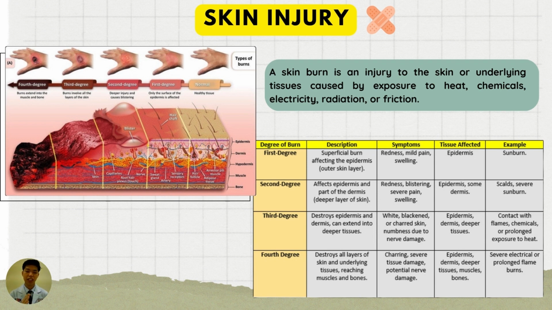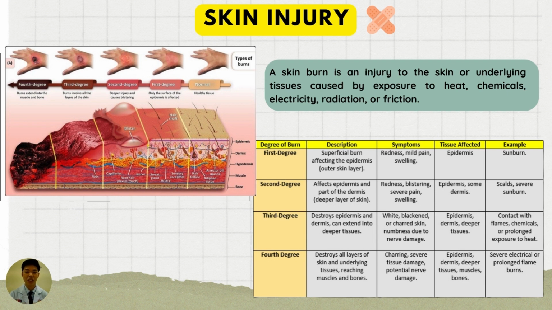And then for the second degree burn, it affects the epidermis and part of the dermis, which means deeper layer of the skin. The symptoms such as redness, blistering, severe pain, and swelling. The tissue affected here are epidermis and the dermis. The example would be caused by scalds or severe sunburn.